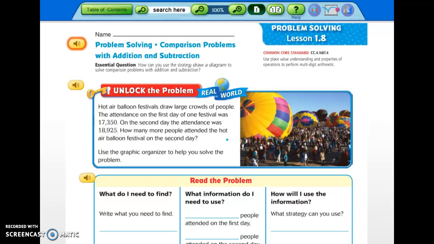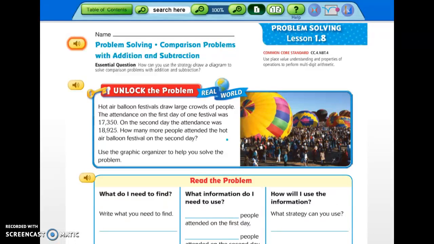Okay, this is lesson 1.8 on pages 35, 36, 37, and 38. All right, we're going to be doing a problem-solving lesson today. We're going to have comparison problems, and we're going to use some models to help us. Under the unlock the problem, let's read that one.